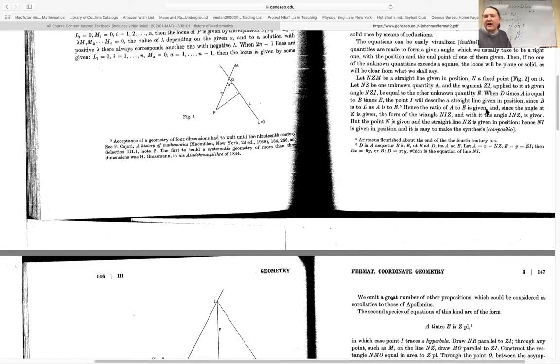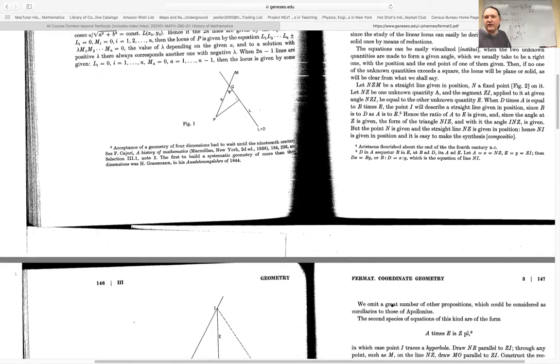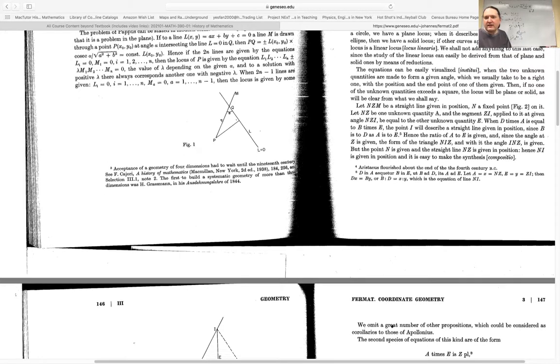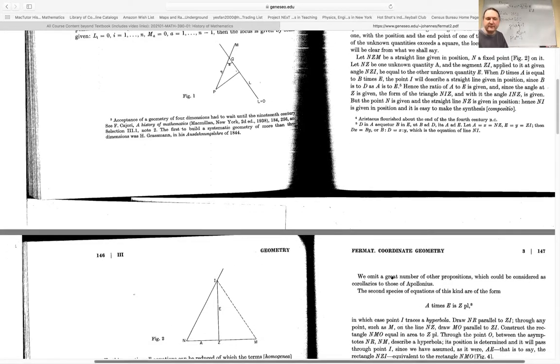All right, so what he says is we have some known quantities, D and B. Those are fixed quantities because they're consonants. And when D times A is equal to B times E, the point I will describe a straight line, this straight line. So that's really his idea. This is a straight line through the origin. We're presuming N is the origin in his coordinate system.